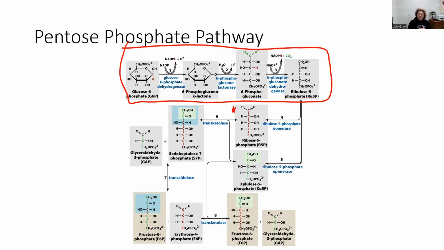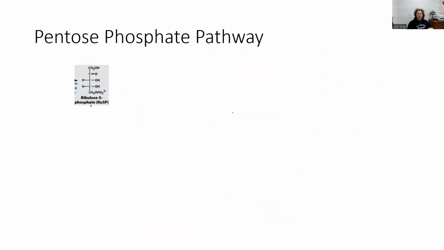What we're going to do is get into the bits and pieces of this. Okay, so at the end of our oxidative phase, we end up with ribulose 5-phosphate. Now, we don't end up with one molecule of ribulose 5-phosphate. Instead, we end up with a grand total of 3 ribulose 5-phosphate molecules. Those molecules are going to undergo processing, 2 of which are going to undergo an epimerization, and one of them is going to undergo an isomerization.